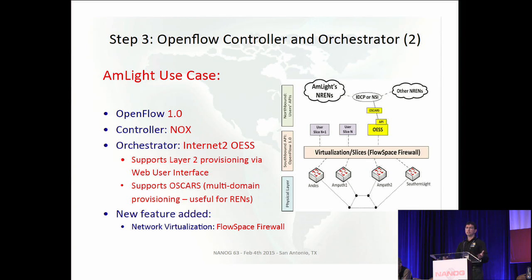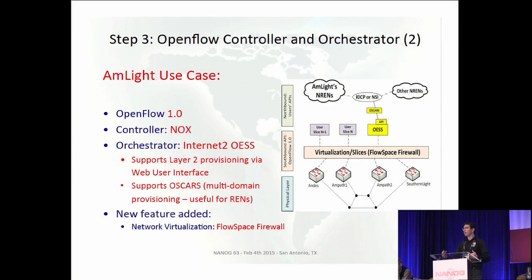The controller that we used was the NOX, part of the Internet2 OESS. Internet2 is the US academic backbone. They created this software in the past just to support layer 2 provisioning. So it's pretty much VLAN and MAC address that you can create flows. And we decided to use OESS because it has a good API and it supports OSCARS. OSCARS is a software for multi-domain layer 2 provisioning.